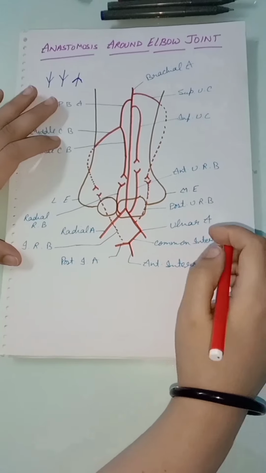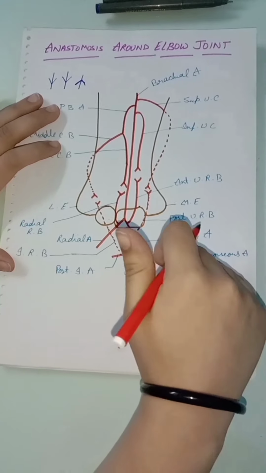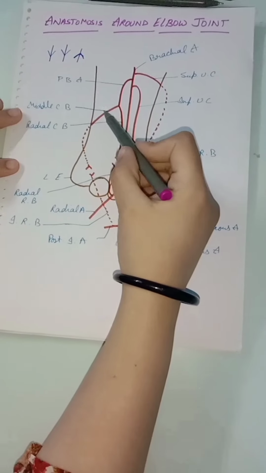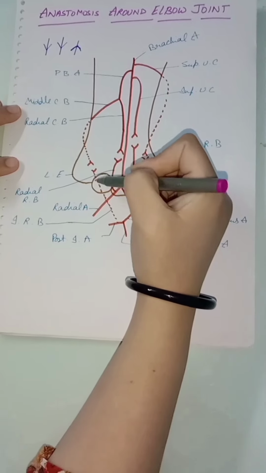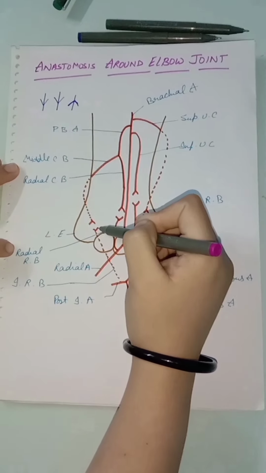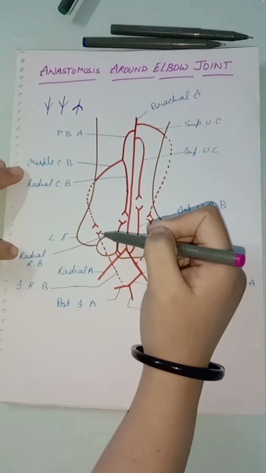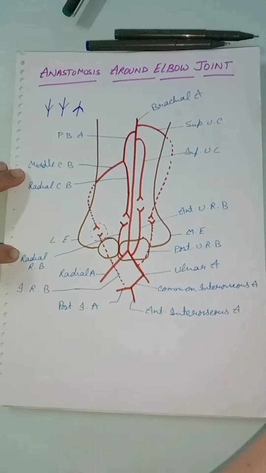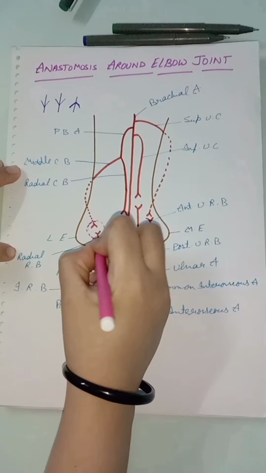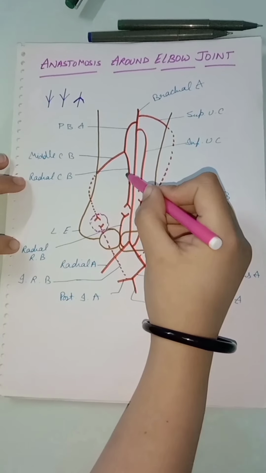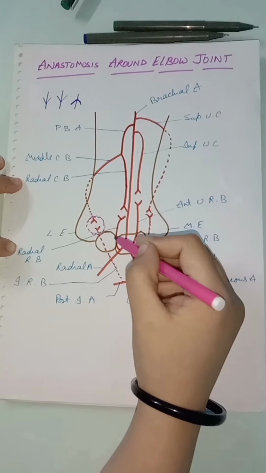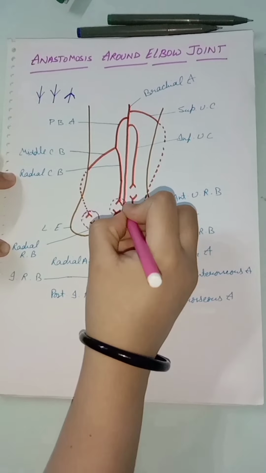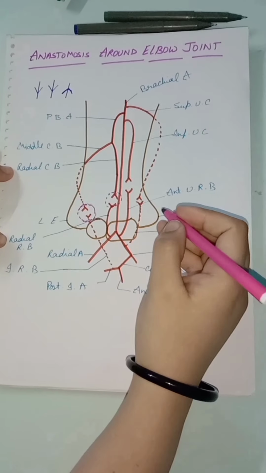Now we have 4 collateral branches and 4 recurrent branches, like this. The middle collateral branch anastomoses with the posterior interosseous artery behind the lateral epicondyle. The radial collateral branch anastomoses with the radial recurrent branch on the anterior aspect of the lateral epicondyle.